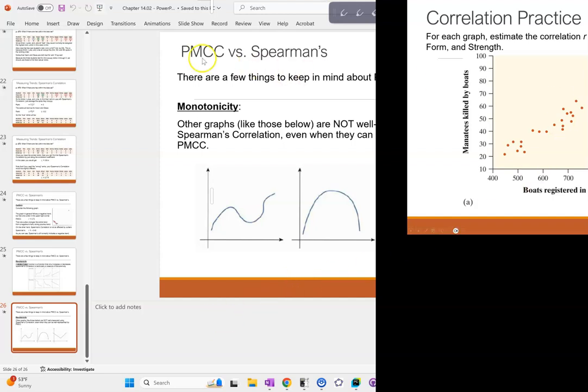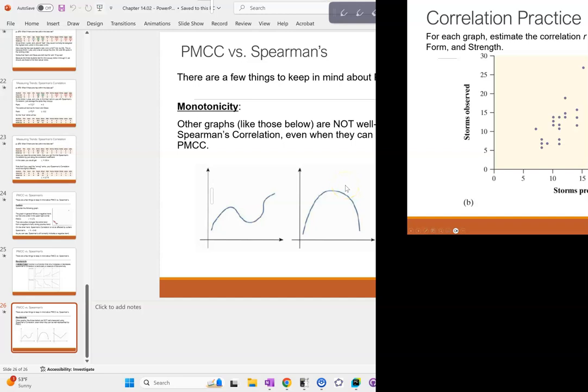What's the direction? Positive. The form? Linear. And the strength we said is? Right, so we'd say in words, I think that's just strong. Yeah, very strong or pretty strong or whatever. Okay, next picture.